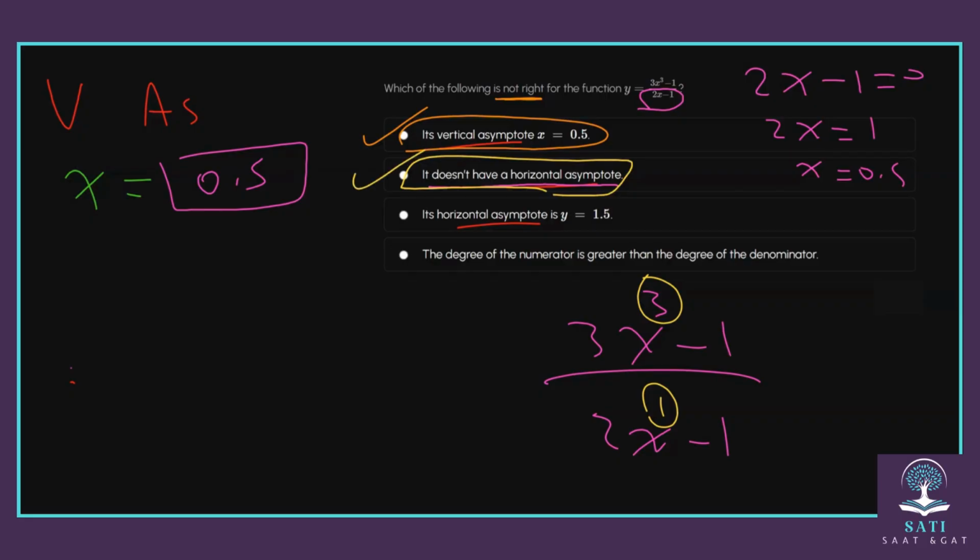Okay, what about if the power up equals the power down? I'm talking about the highest power. In this case, the horizontal asymptote will equal the coefficient of the highest power up, over the coefficient of the highest power down. Okay, what about if the highest power down is greater than the highest power up? In this case, it has a horizontal asymptote that y equals 0.